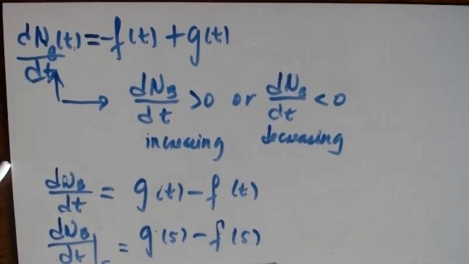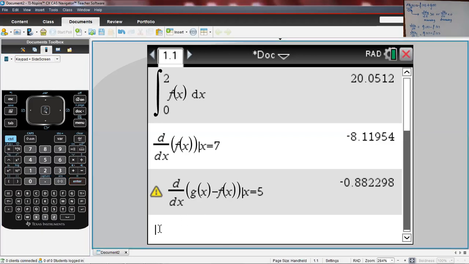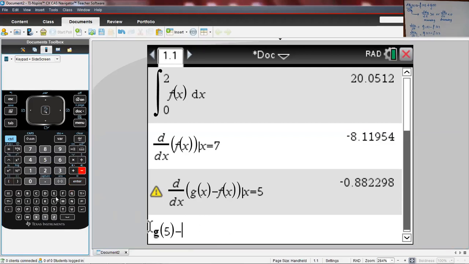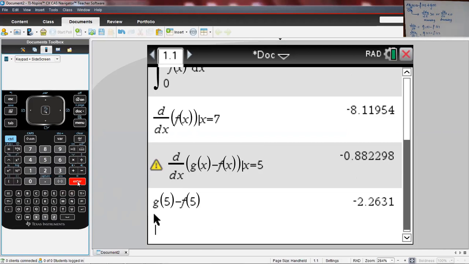So, vamos a ver otra vez. Let's see. So we're going to do, well, is this one? No, this one really is, not the derivative, it is g of 5 minus f of 5. Yeah. And that's negative. Anyway, it's negative, negative 2.2631.